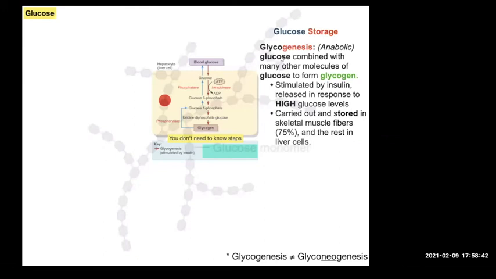Most of your glycogen is going to be immediately stored in your skeletal muscle fibers, in the cells themselves, because muscles are energy intensive. They need a lot of it. And the rest of it is going to be in liver cells. So these are the two organs, skeletal muscle cells and liver cells, that can do this formation, this glycogenesis, this creation of glycogen from glucose molecules. This term is also easily confused with gluconeogenesis, which is something very different, which we'll talk about in a second.